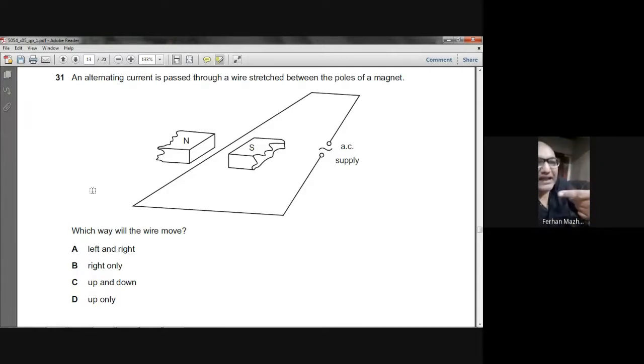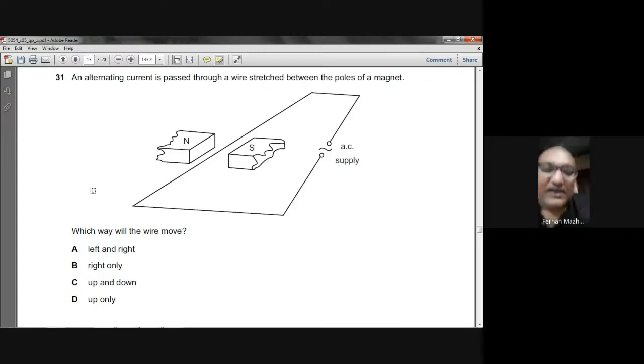For example, if the current is coming towards me and the magnetic field is from north to south, my thumb will be pointing upward. So this will move upward. And when the direction of the current reverses, because alternating current direction always changes, when the current is flowing towards me, the force will be upward, and when the current flows away from me, the force will be downward. So the wire will move up and down.